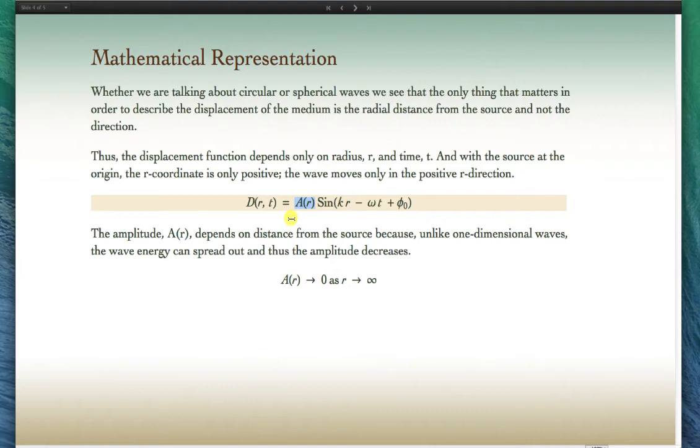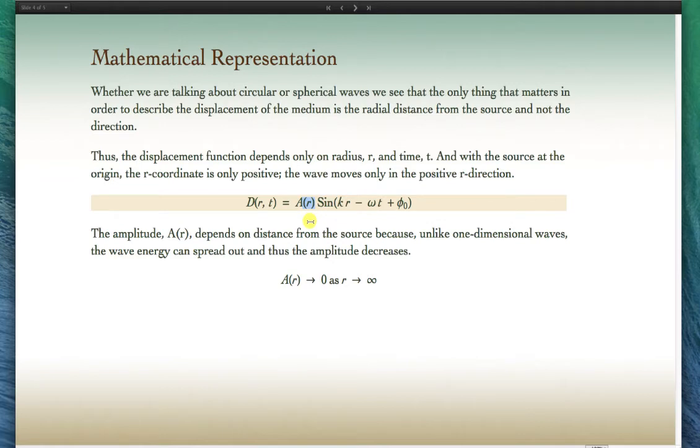And if these shells or these circles of wavefronts are getting bigger and bigger, that energy is getting more and more spread out over that wavefront. And so the amplitude, the amount of push on the medium at any given point, is going to be less and less as you go further and further away. So these amplitudes actually depend on radius. This is an amplitude that depends on radius.